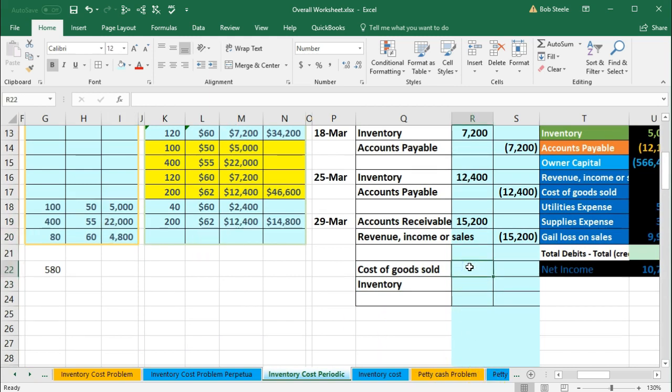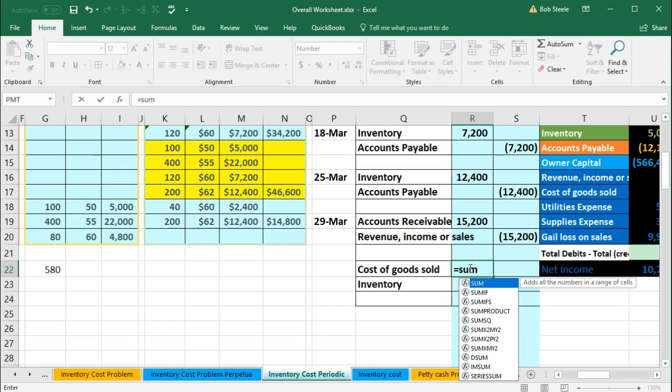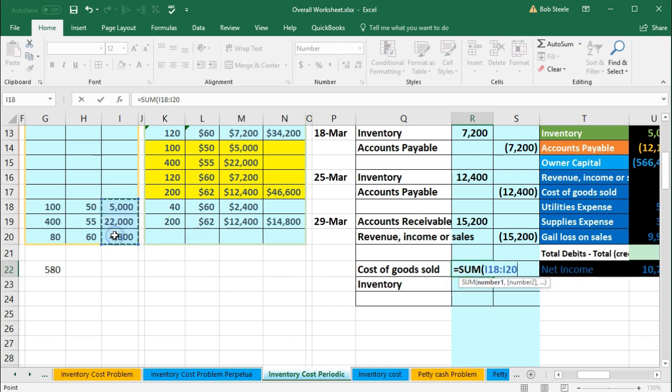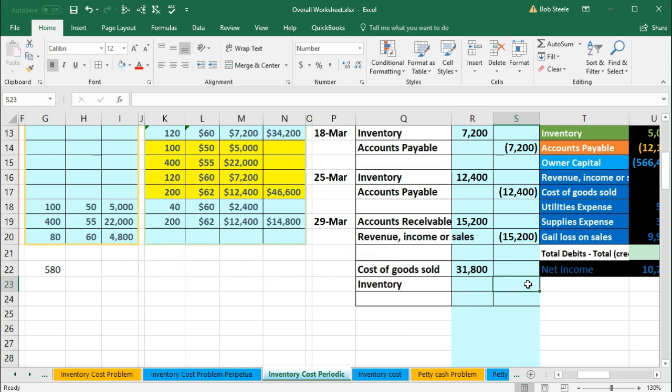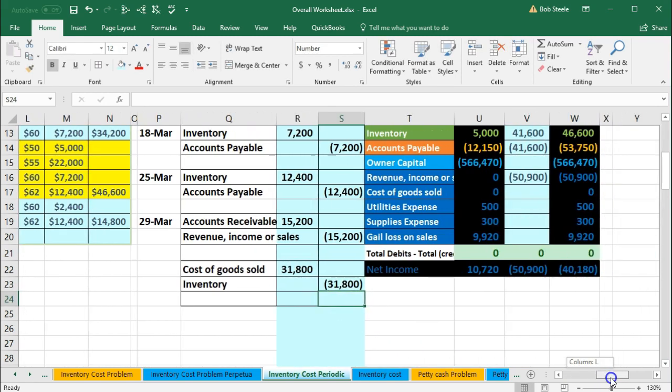So we could do that with a formula. I could say in cell R22 equals SUM, and double click the sum, of these numbers here and enter. That gives us 31,800. Then we're going to put the credit side into inventory, negative of that 31,800. So let's take a look at that journal entry one more time a little bit more closely over here.